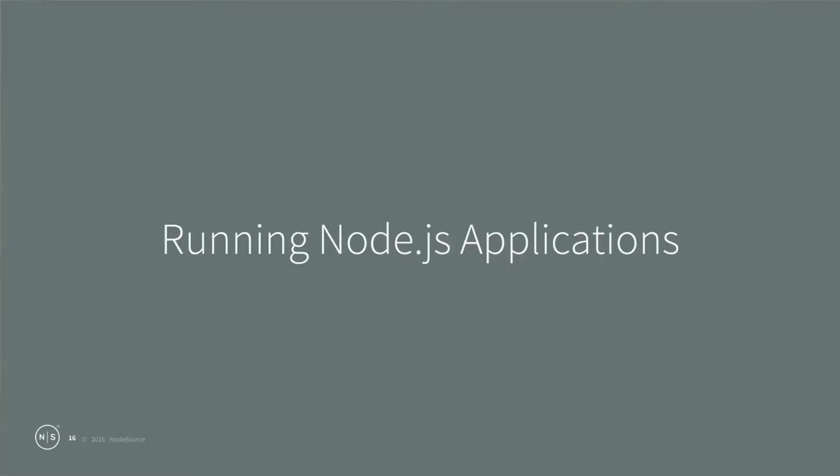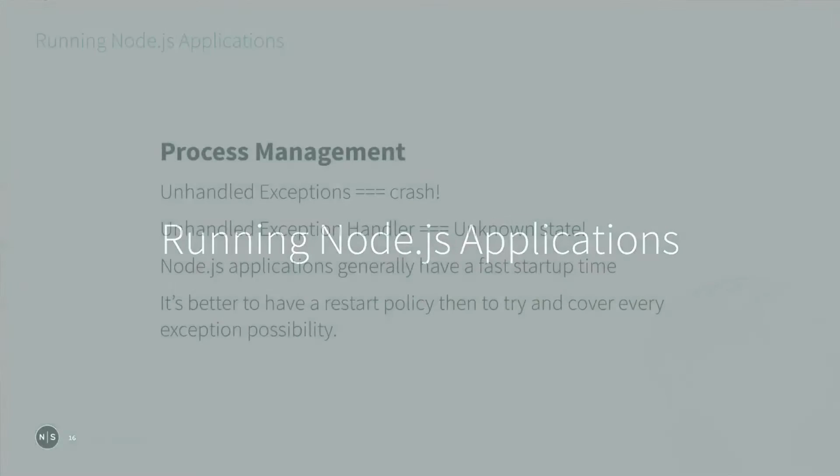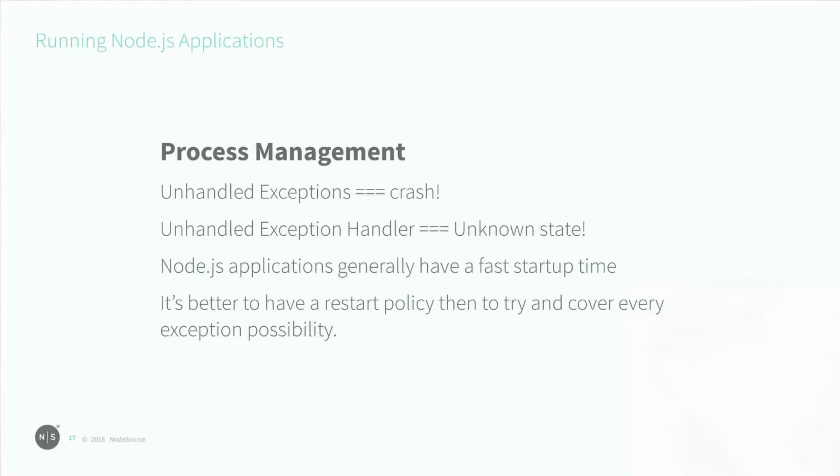So now the fun parts. We've got Node installed. We've gone through and vetted some modules. Now we're ready to run our Node.js applications. So first and foremost is process management. One of the great things about Node is it's single-threaded. It's easy to reason about. You know only one thing is ever happening. Downside is if the thread dies, so does your application. So unhandled exceptions crash, you're down. Unhandled exception handler, can you recover? Maybe not. It's best to log and bail.